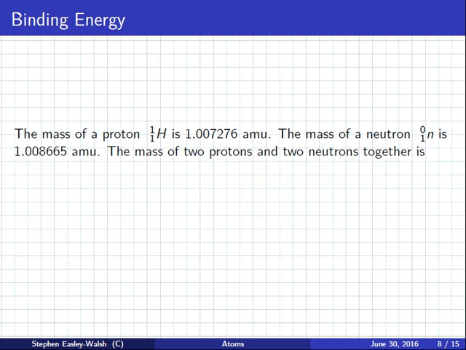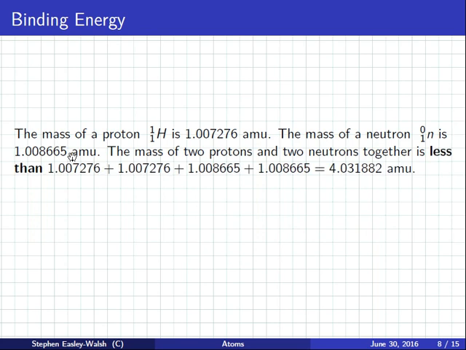So, by the way, what is 2 protons and 2 neutrons stuck together? Helium, an alpha particle. If you measure the mass of an alpha particle, you should get 4.03. But in fact, it's less than this. In fact, it's only 4.002.